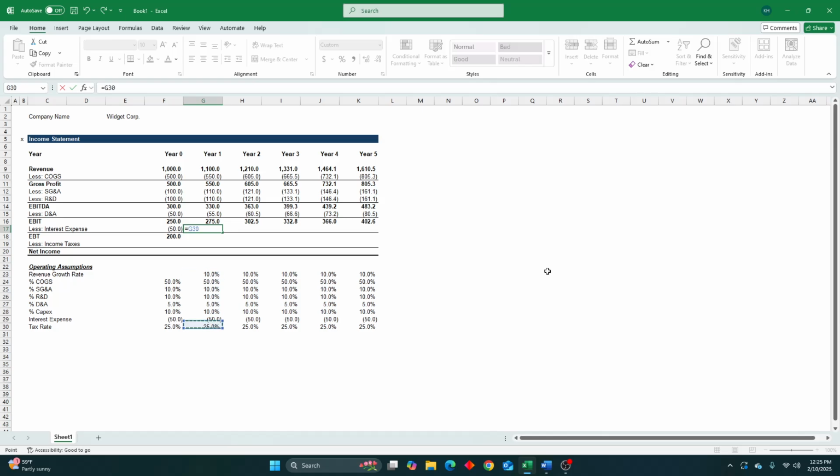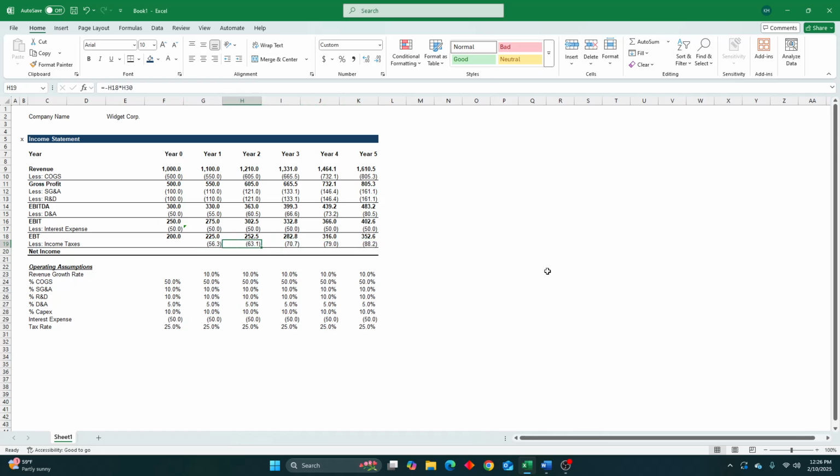For our interest expense, we're going to assume that it stays at that 50. So we'll just link down to it. There you go. And then the sum of our EBIT and our interest expense is going to get us to our earnings before taxes. Then we'll take our earnings before taxes and multiply it by our tax rate to give us what our income taxes are going to be for the period. So in this case, we'll have 56 million in income taxes in year one.